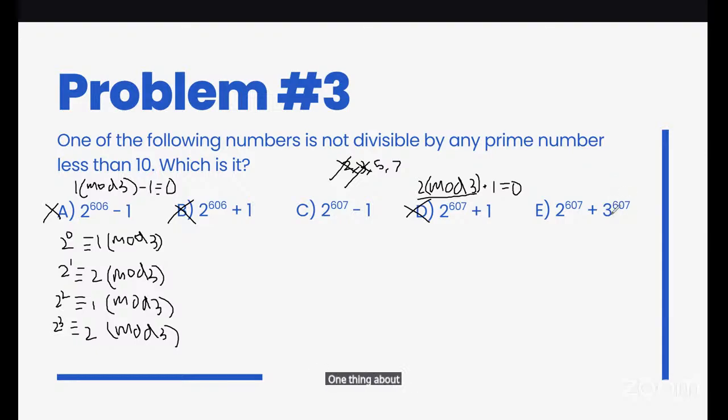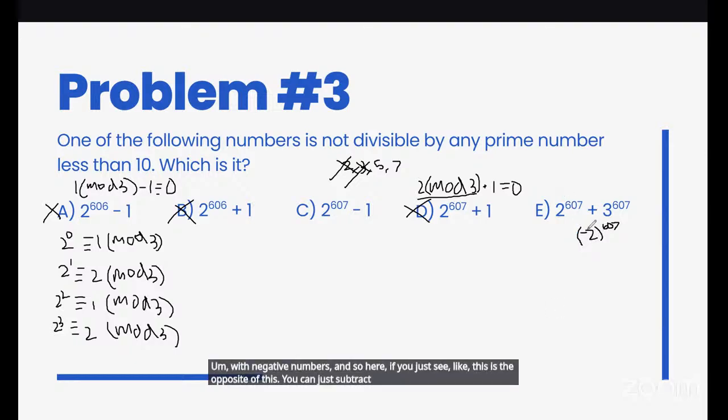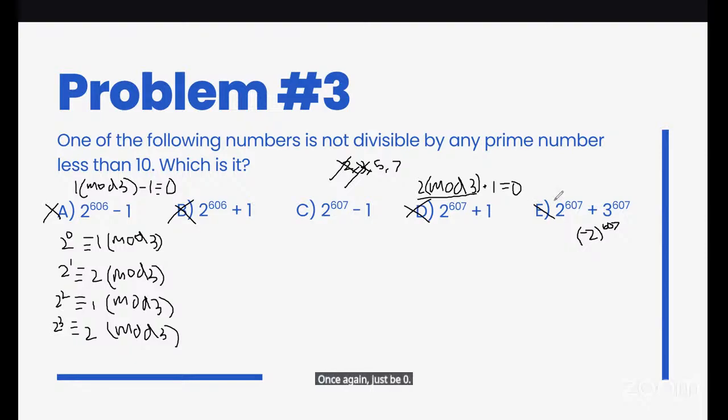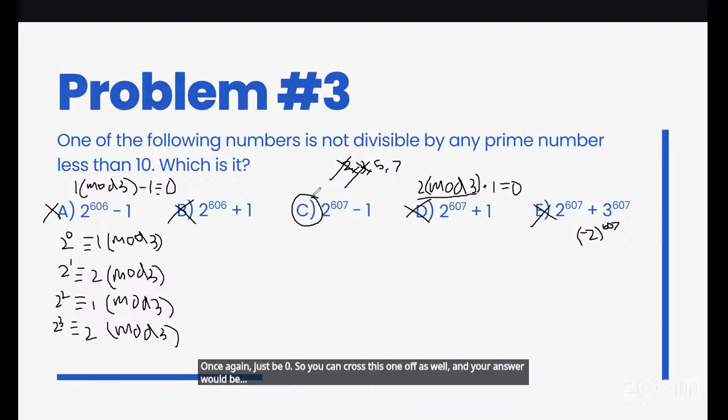One thing about here is 3 to the 607 could also be written as negative 2 to the power of 607. Because if you think about it mod 5, then 5 minus 2 would get you 3. So that's how you can write it as this. This is a hack that you can use a lot with negative numbers. Here, this is the opposite of this, so you can just subtract it, and that would once again be 0. So you can cross this one off as well, and your answer would be C.